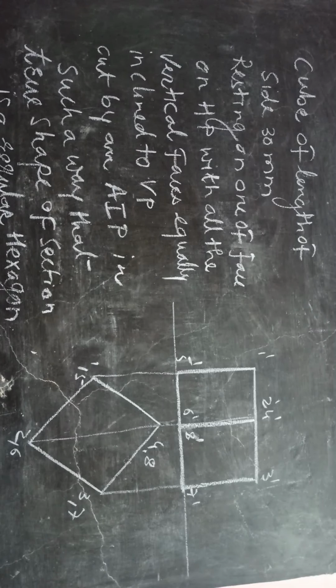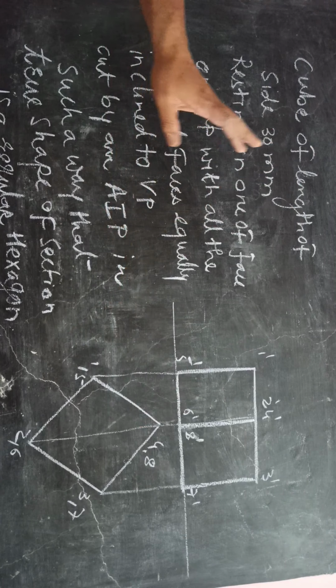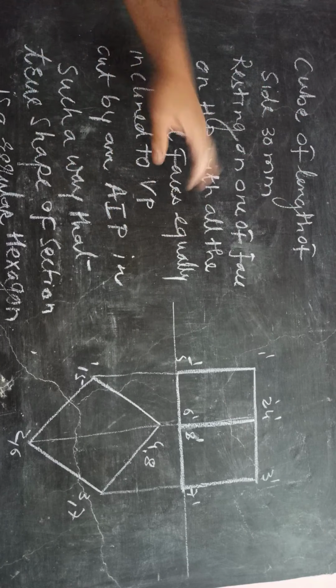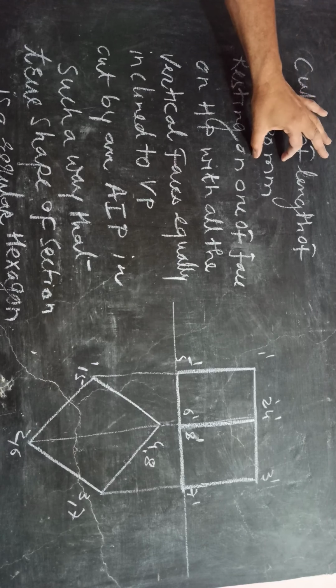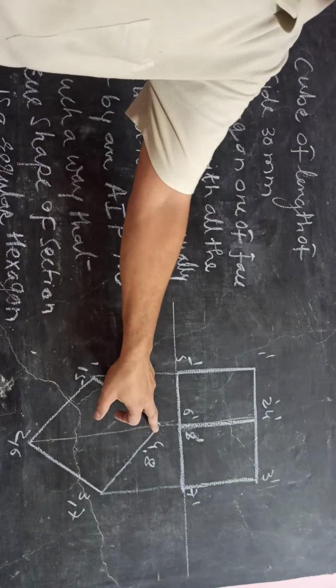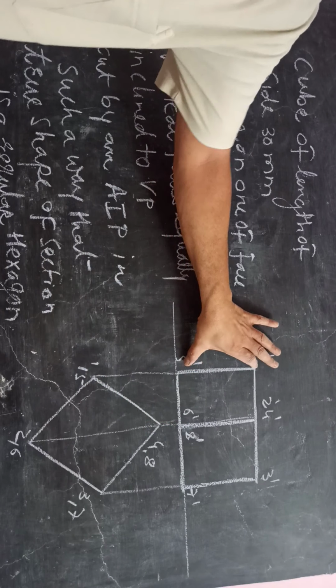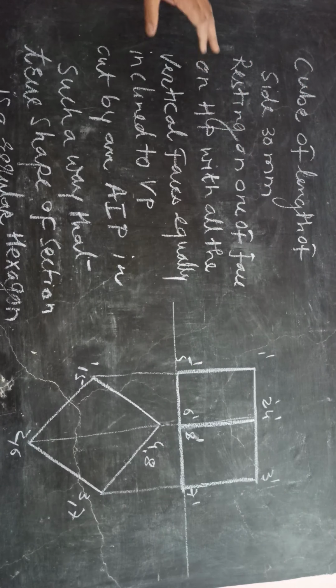So this is another problem of cube where the section plane is not given. At the place of section plane, the true shape of the section is given. So it is a cube of side length 30 mm. 30 mm is the length of the side, and the height will also be 30 mm because it is a cube.